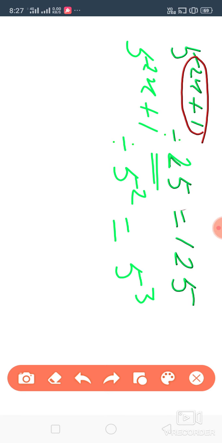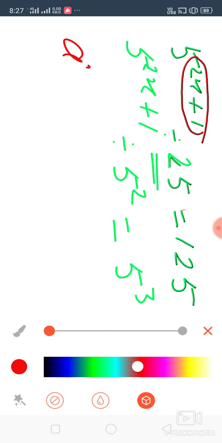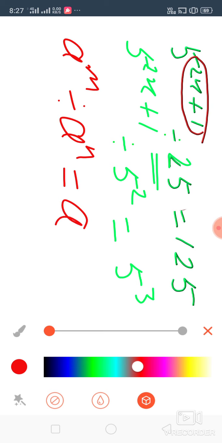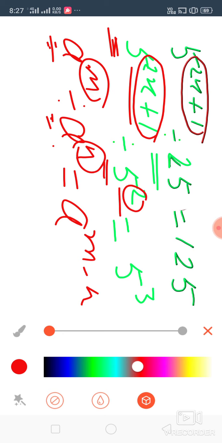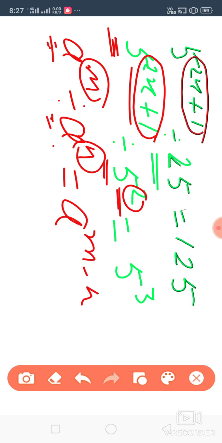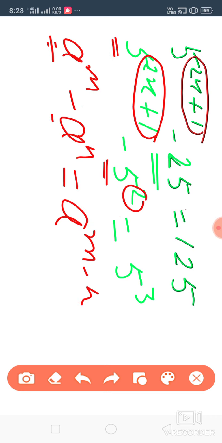Already we have studied that a to the power m divided by a to the power n gives a to the power m minus n. Can you see it is in the same form? 5 to the power 2x plus 1 divided by 5 to the power 2. In place of a there is 5, in place of m there is 2x plus 1, and in place of n there is 2. It is given in the same form, so we can write it as a to the power m minus n.